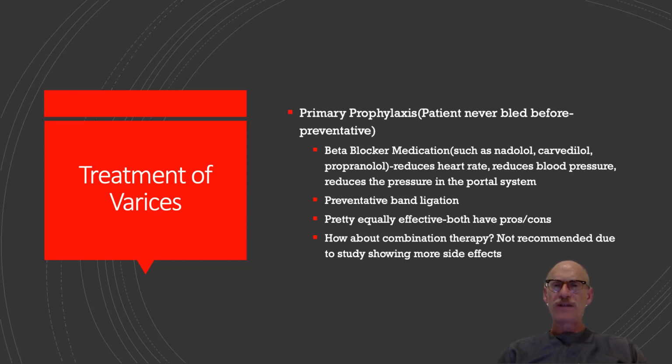Another way to prevent a first bleed is to do band ligation of varices. We'll talk about the technique of band ligation in a few minutes. It turns out that both beta blocker medication and preventative band ligation are pretty equally effective. Now, each has its pros and cons. How about combining the two? Well, it turns out that that's not really recommended due to some studies showing that there are increased side effects when you do both techniques.